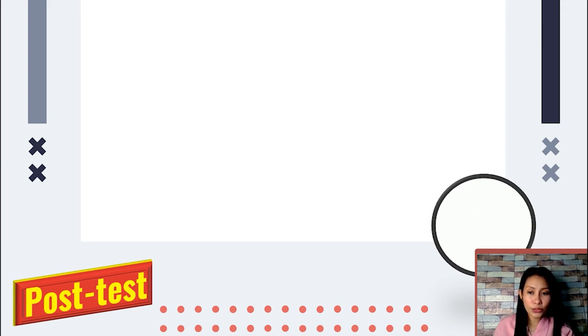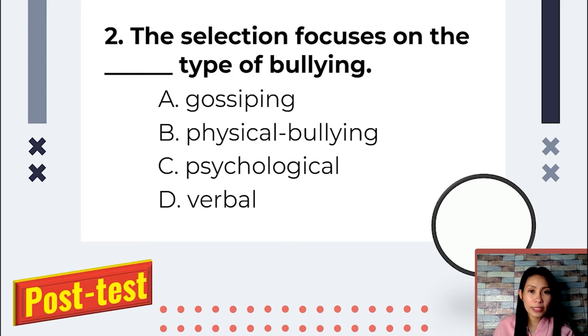Number 2. The selection focuses on the blank type of bullying. A. Gossiping, B. Physical bullying, C. Psychological, or D. Verbal.